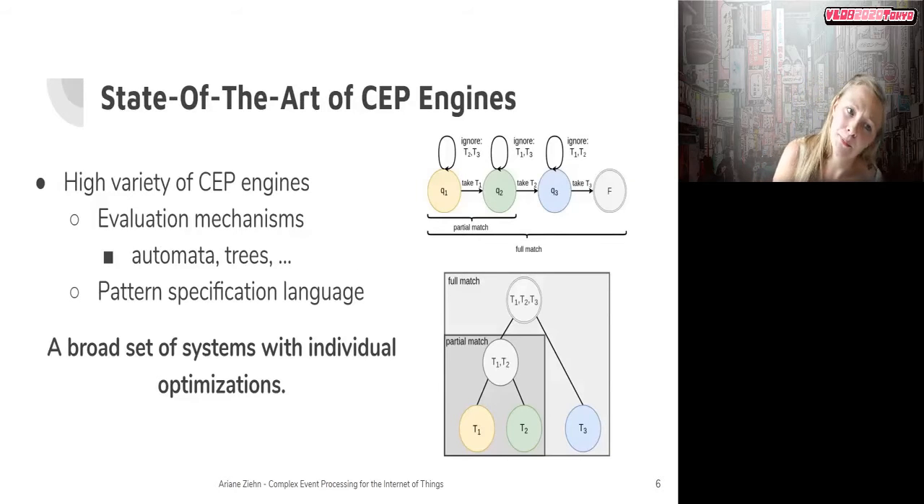The current findings of this step so far are that there's a high variety of different complex event processing engines. Each of the different systems provides a different evaluation mechanism. Some are quite common and traditional and use automata. Others use trees, event processing networks, or column-based approaches. Another very variant feature is the pattern specification language. Here also, many systems provide a different pattern specification language with different expressiveness, and each of these languages is then further optimized for the evaluation mechanism used. To sum up, there's a broad set of different systems with very individual optimizations, so it's very difficult to use an optimization for yet another system.